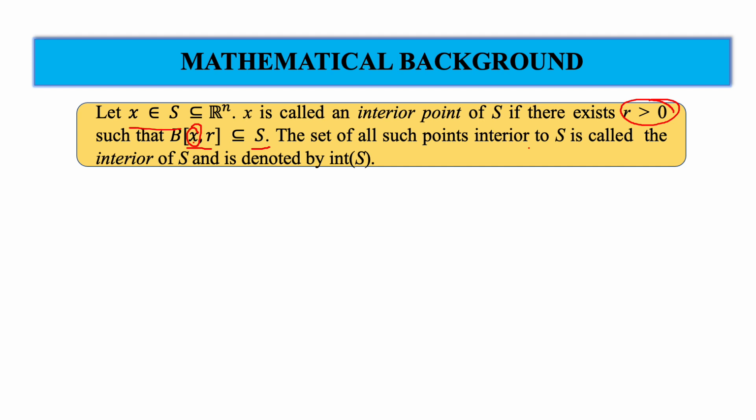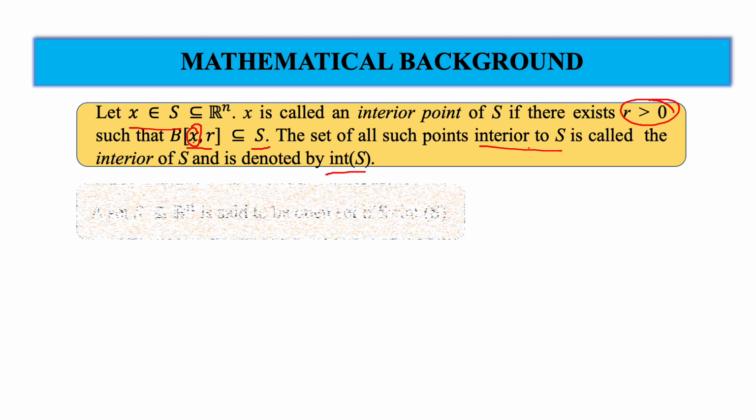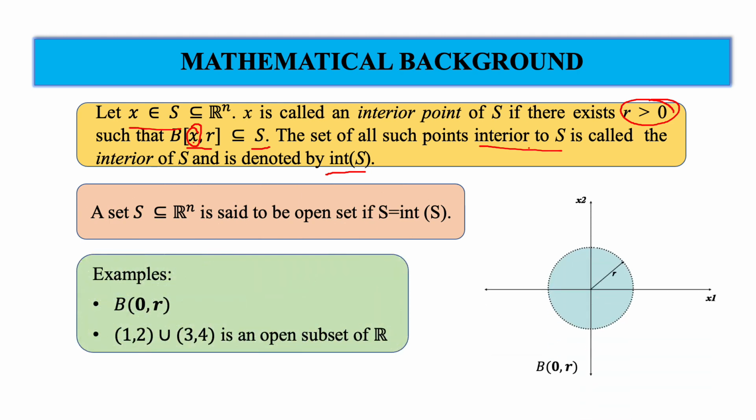Now the set of all such points which are interior to S is called the interior of S, and it is denoted by int S. If you look at this open ball centered at the origin with radius r, the boundary is shown here by a dotted line. The interior points are the points which are inside the boundary, shown by a shaded or colored region here.